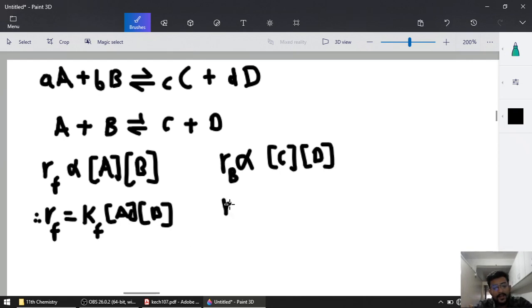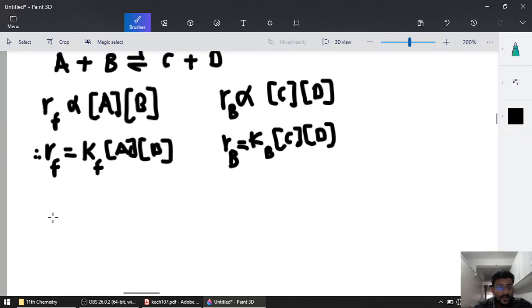Likewise, for the backward reaction, rate will be equal to Kb into concentration of C into concentration of D. At equilibrium, rate of the forward reaction is equal to rate of the reverse reaction. Therefore, at equilibrium, RF will be equal to RB. Forward rate and reverse rate will be equal.